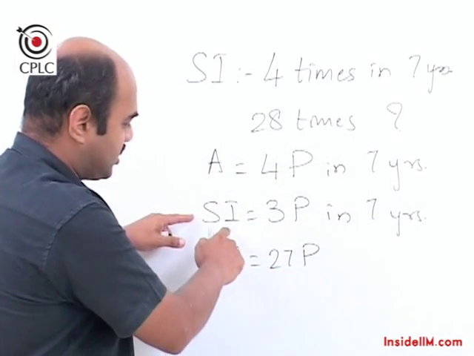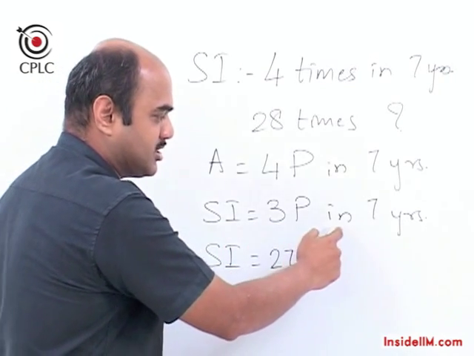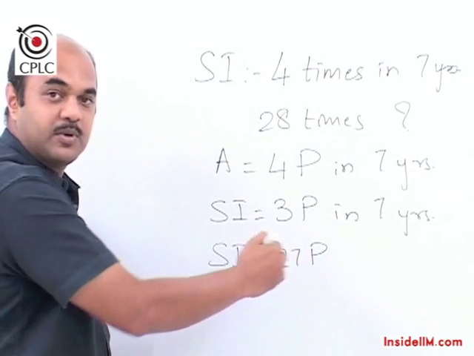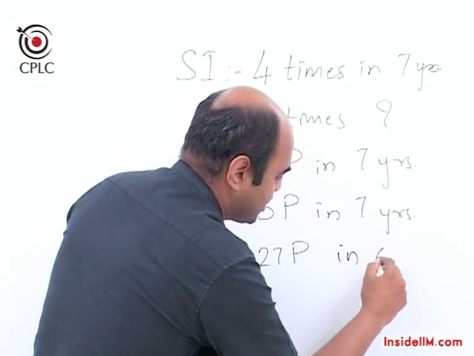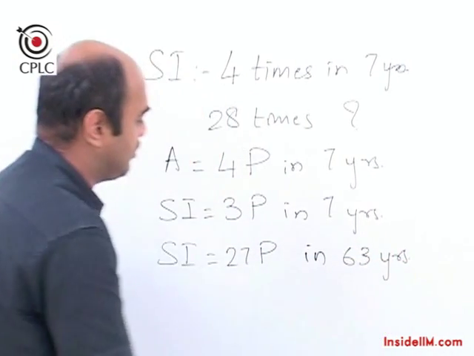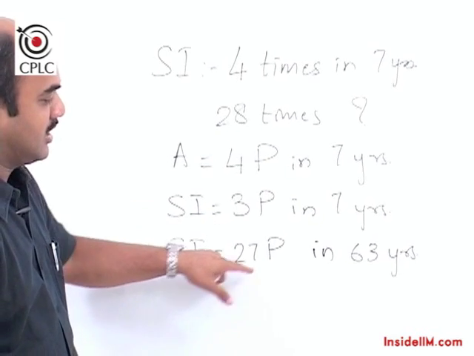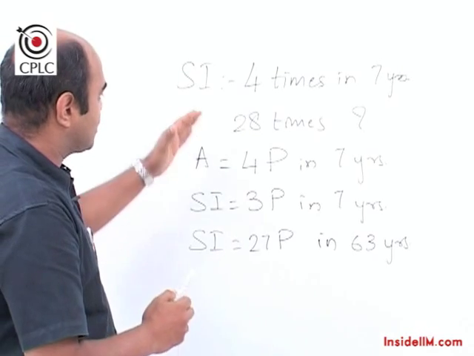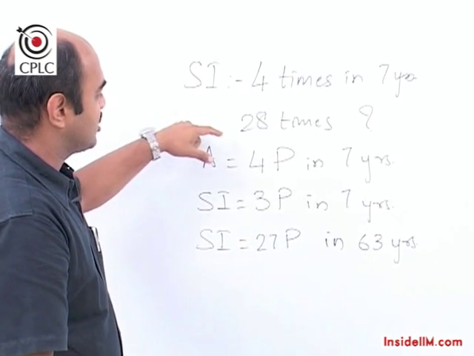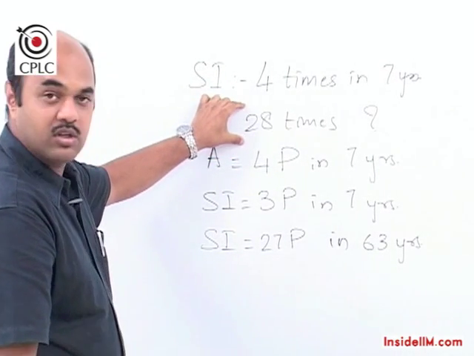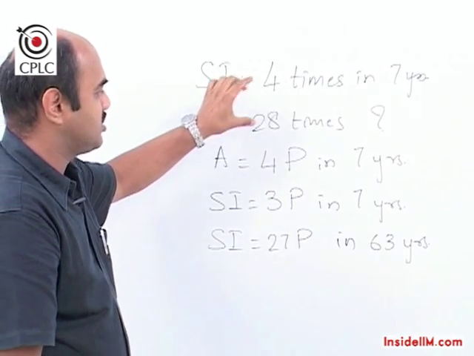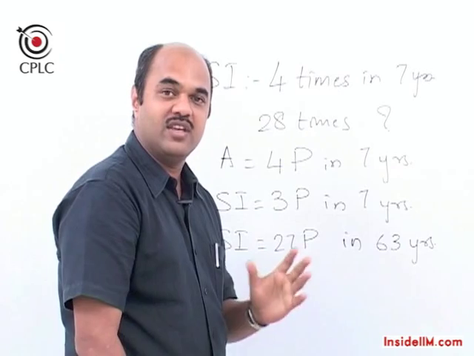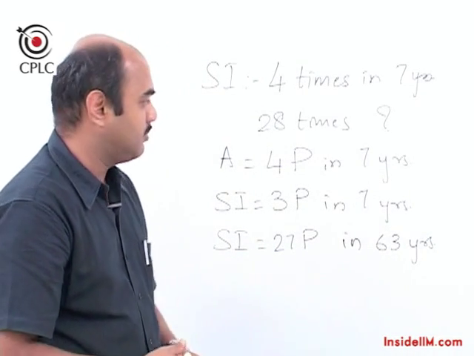Now if simple interest becomes 3 times the principal in 7 years, then it will become 27 times the principal in 63 years, simply because if this gets multiplied 9 times, then this should also be multiplied by 9. Hence in such a case we see that the amount will become 28 times the principal in 63 years.